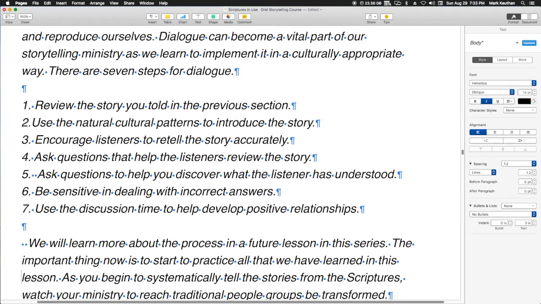All right, number 2, use the natural cultural patterns to introduce the story. So again, you're going to have to choose what cultural situation do you want this to be in. I have some very good friends who live in South Georgia.